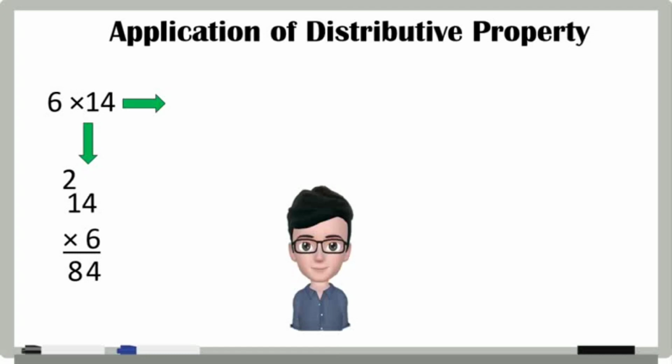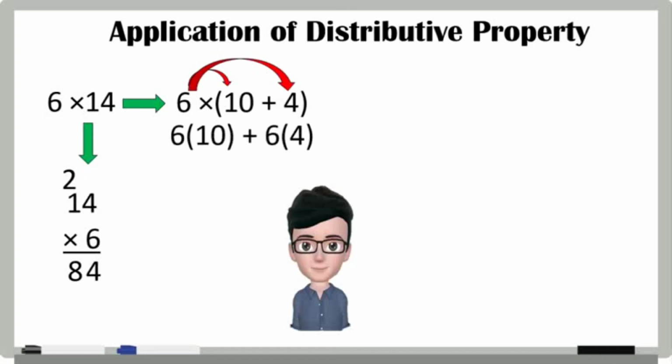So, how do they do that? They apply the distributive property. They turn the 14 into 10 plus 4. So in their minds, 6 times 14 is 6 times the quantity 10 plus 4. And then, they distribute 6. So, 6 times 10 and 6 times 4, which will become 60 plus 24. And the answer is 84. So, this is just a shortcut to multiply faster.